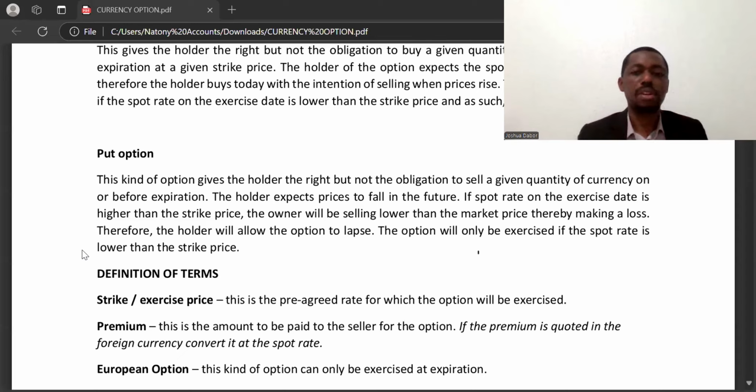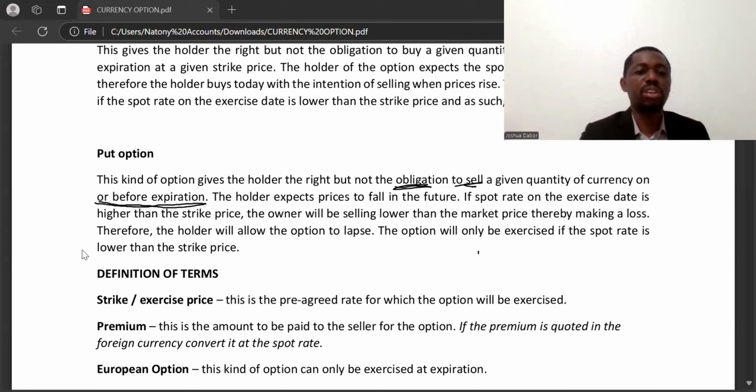So call option has been treated. Put option now. This kind of option gives the holder the right to do what? To sell. The right to sell, but not the obligation. So take note of that. It's not compulsory that when you have the option, you must sell or you must buy. It just gives you the right. You will decide at the end of the day whether you want to buy or not. So the right to sell a given quantity of currency on or before expiration.